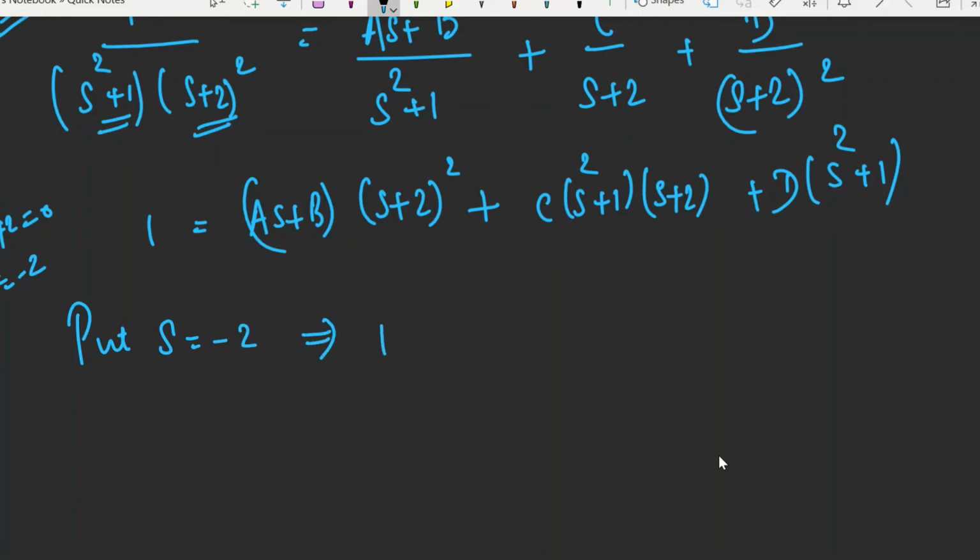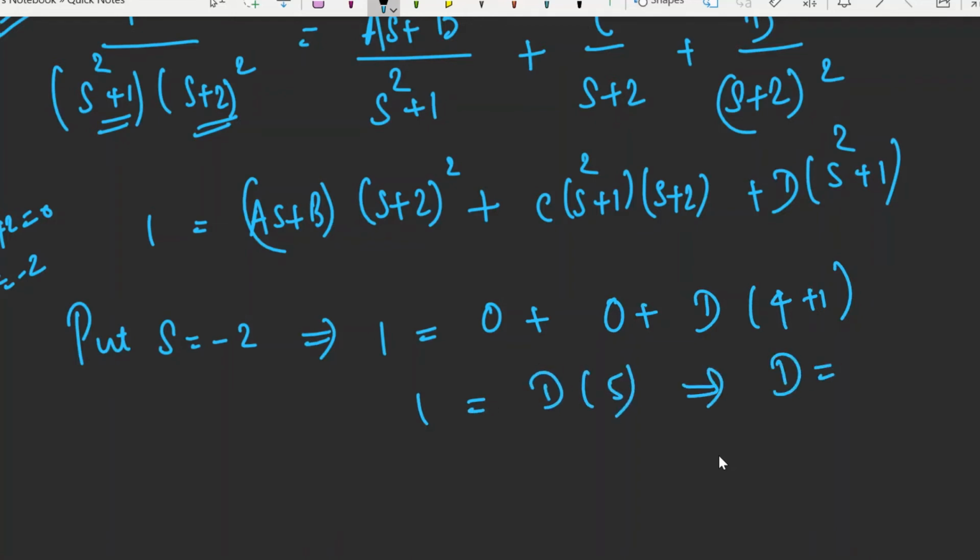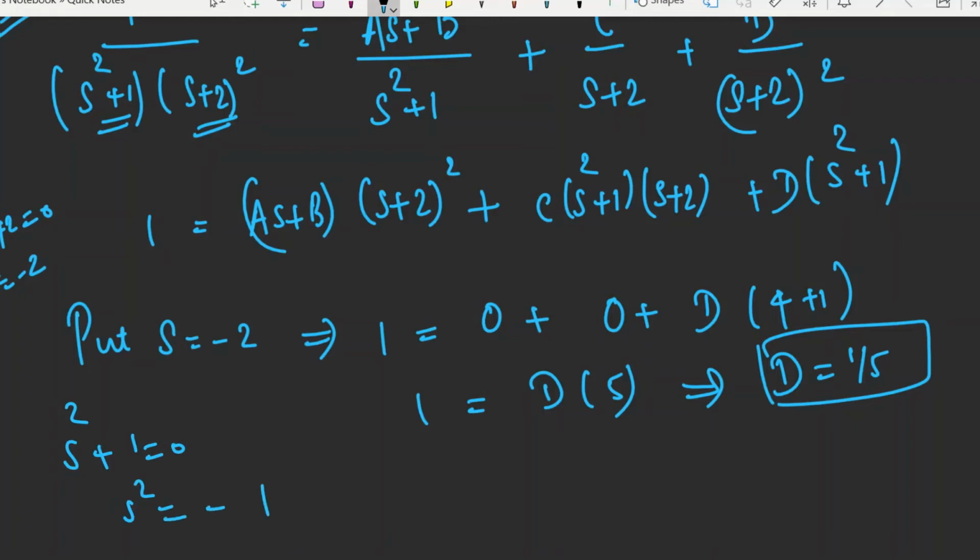When s is equal to minus 2, we will be getting 0 here and 0 here, d into (4 plus 1). So 1 equals d into 5. First value, d, is 1 divided by 5. Suppose if you are equating the factor s square plus 1 equal to 0, s square is equal to minus 1, s is equal to plus or minus i, this is not suitable. So we cannot give imaginary values for s.